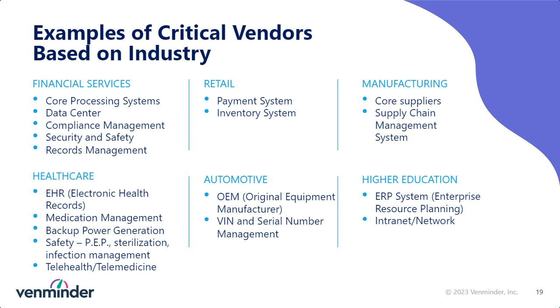In retail, your payment systems, your inventory systems. Automotive, so you have your OEM or your equipment manufacturers and your VIN and serial number management systems. Other types of manufacturing, core suppliers and your supply chain management system. And even in higher ed, we have something called ERP, which is your enterprise resource planning, which does everything from lesson planning to paying the teachers, and your intranet or your network, which your students use and your teachers use every day.